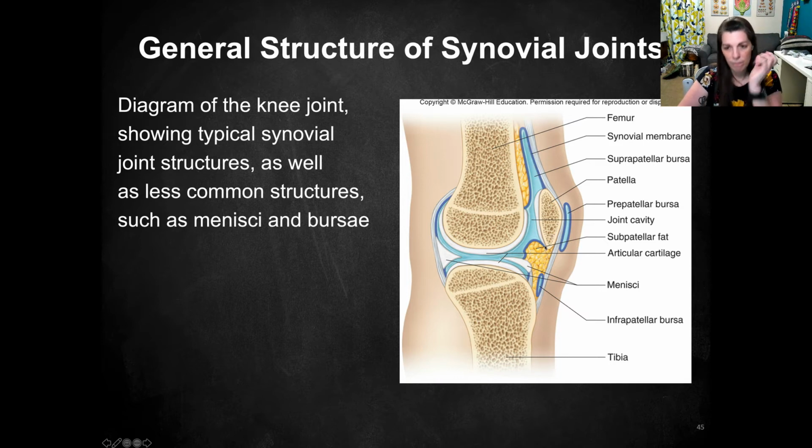And then you've got extra fluid spaces because this is a more complex joint, right? And you've got subpatellar fat, yellow adipose tissue, right? It's providing some cushion there. But you can see the synovial fluid goes all the way between the bones. You've got all this cartilage in here. If you've ever heard someone say they've torn a meniscus, this is what they've torn right there.